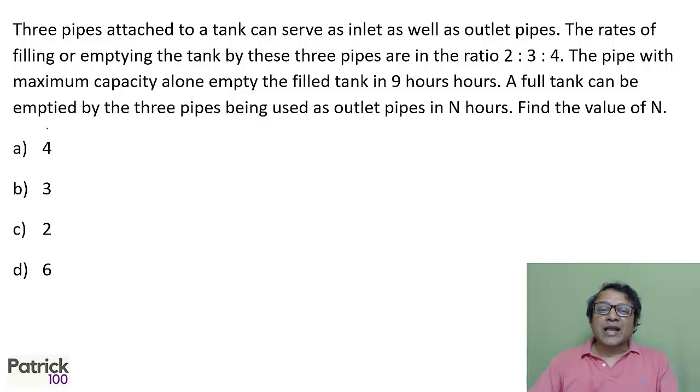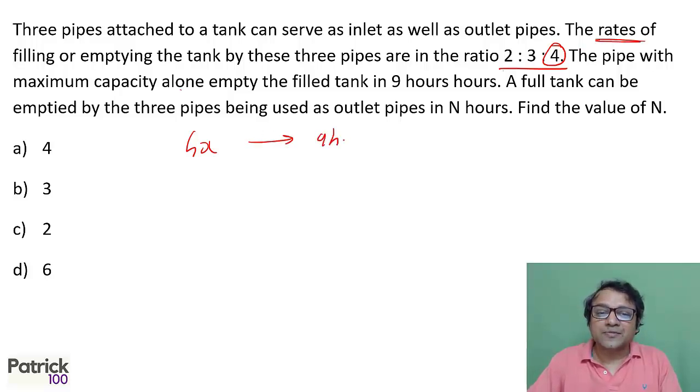3 pipes are attached to a tank, which can serve as inlet as well as outlet pipes. The rates of filling or emptying the tank by these 3 pipes are in a ratio of 2:3:4. The pipe with maximum capacity alone can empty the tank in 9 hours. Okay, fill the tank in 9 hours. The maximum capacity is 4. Let's say the capacity is 4x. That's what the flow is. Okay, the rate of filling, let it be 4x.